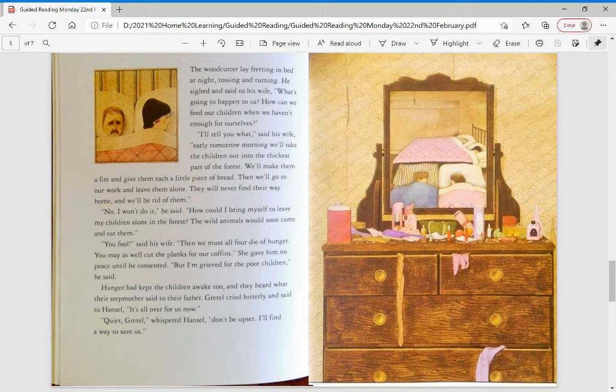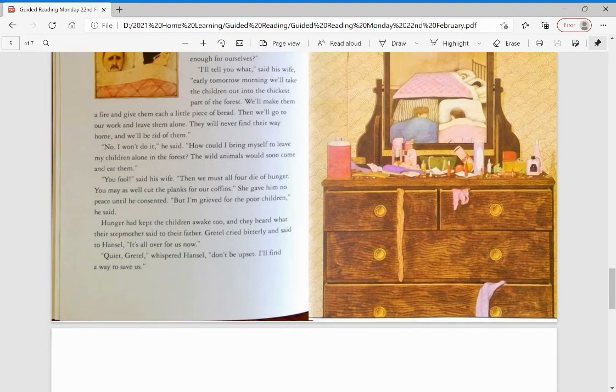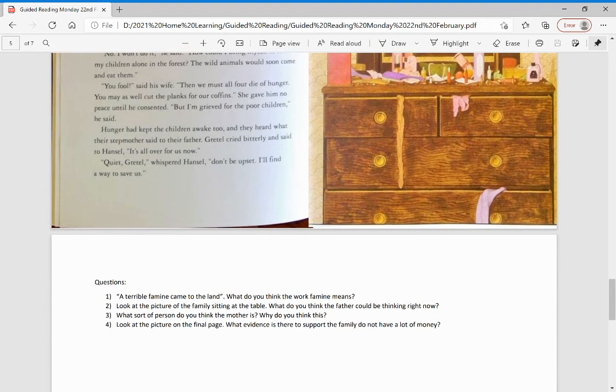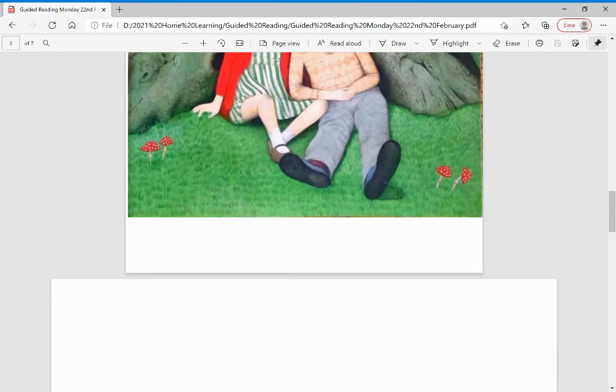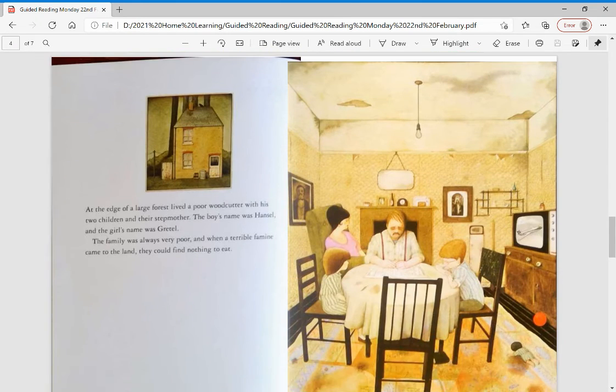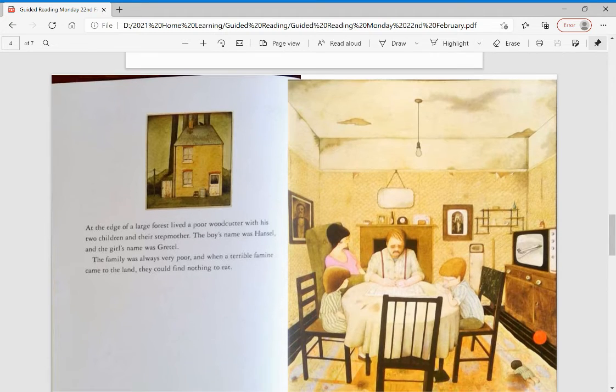So that's what we are reading today, just those pages, and we have some questions to answer. A terrible famine came to the land. So this question relates to this bit here. A terrible famine came to the land. And the question is, what do you think the word famine means? So reading that page, what does the word famine mean?